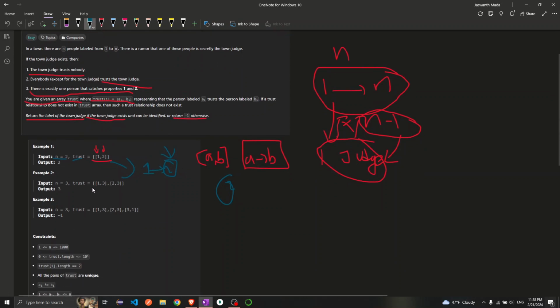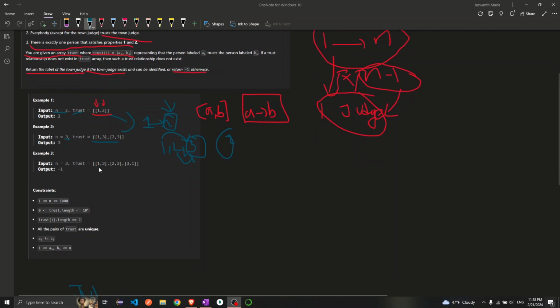And in this example, there are three people, 1, 2, and 3, right? So here one is trusting 3, 2 is also trusting 3, but 3 is not trusting anyone. So 3 is the judge.